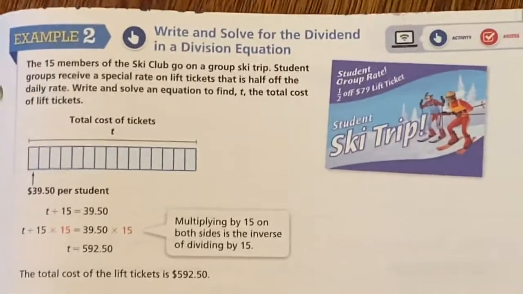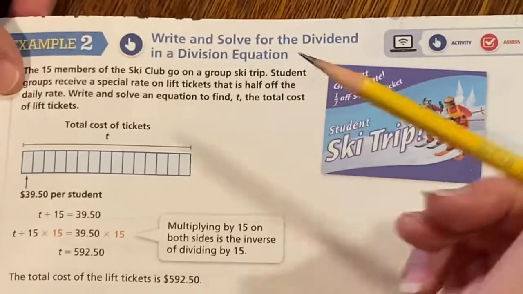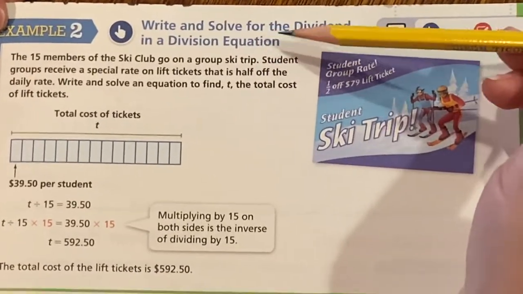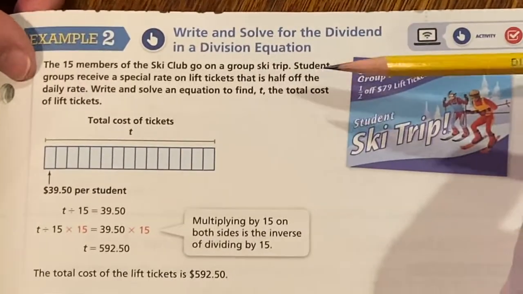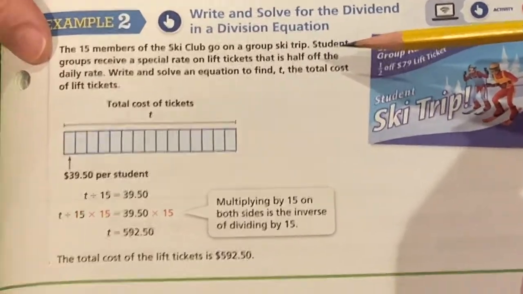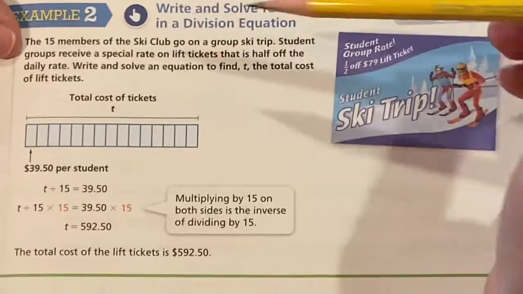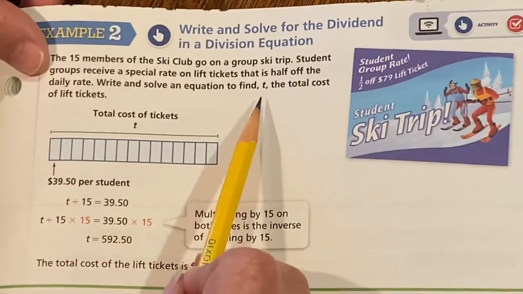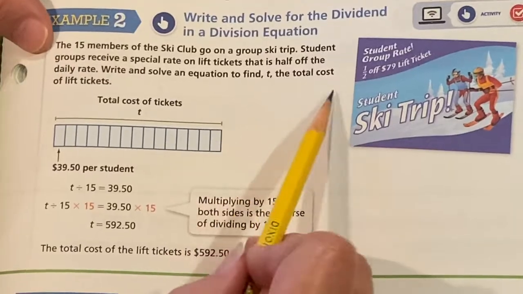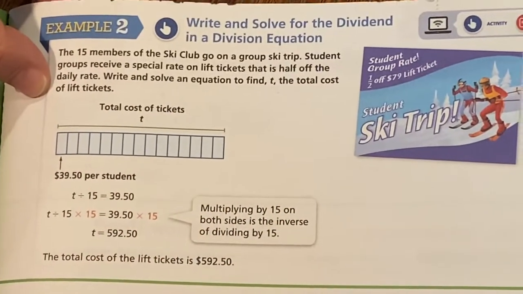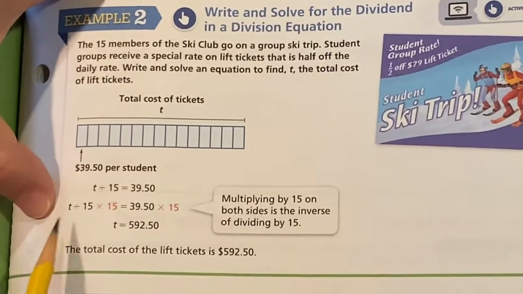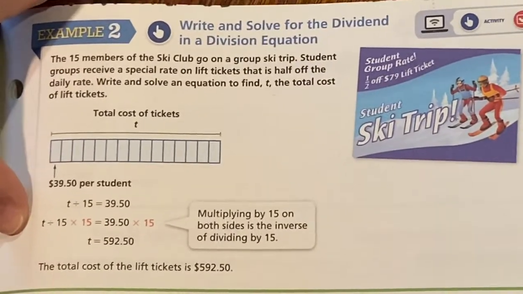So we've got another group of people going on a trip. The 15 members of the ski club go on a group ski trip. Student groups receive a special rate on lift tickets that is half off the daily rate. Okay? Write and solve an equation to find T, the total cost of lift tickets. Notice they've got a bar graph here, and they also set up an equation.